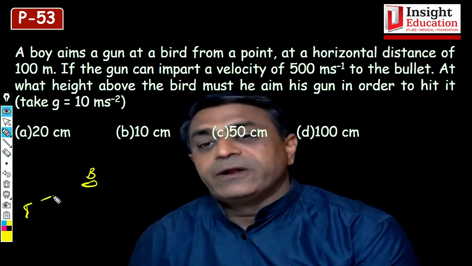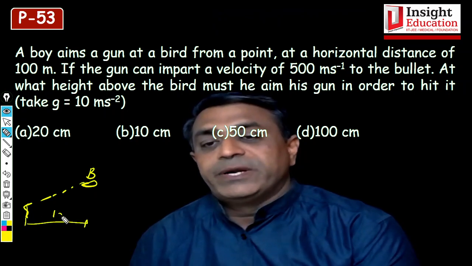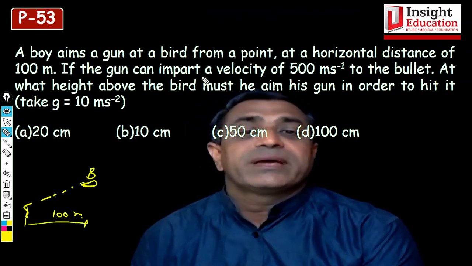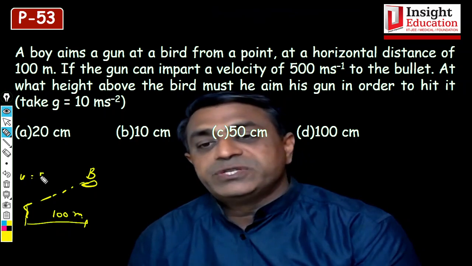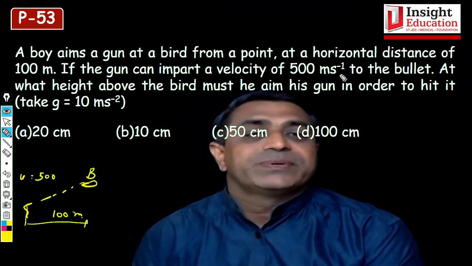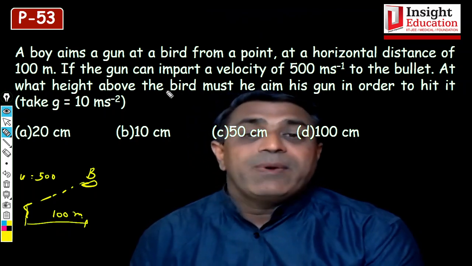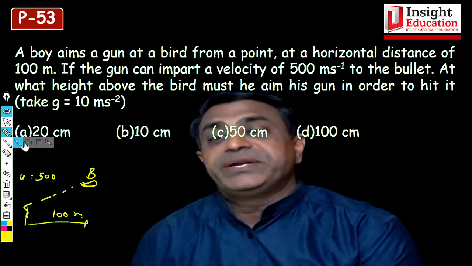Okay, he aims the gun at a bird which is at a distance of 100 meters. If the gun can impart a velocity of 500 meters per second to the bullet, so u is equal to 500 meters per second, at what height above the bird must he aim his gun in order to hit it?